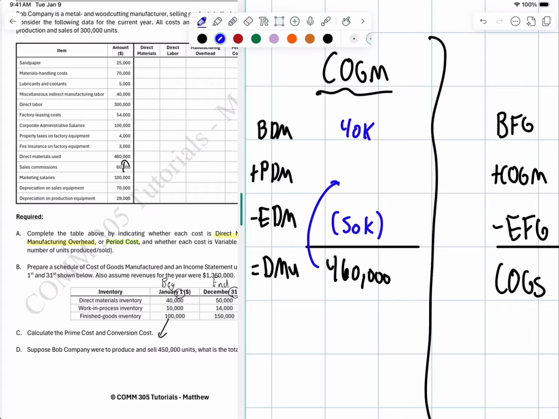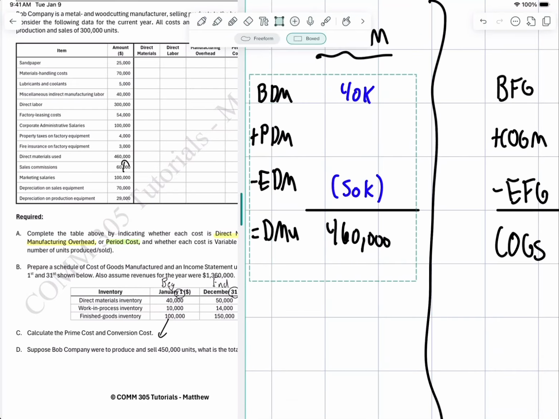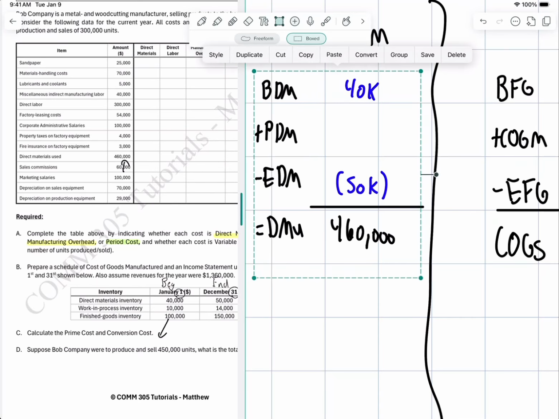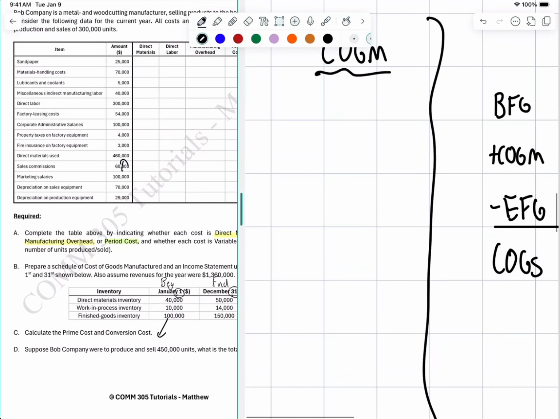You don't have the purchases anyways. I mean, you could work backwards and figure out what the purchases are, but needless to say, guys, it's not needed. On the exam, if they give you DMU straight up, I can show you what it'll look like. I did the full schedule here just for the sake of it, so you guys can see. But on the exam, hypothetically, if you were to get DMU straight up, just write DM used.